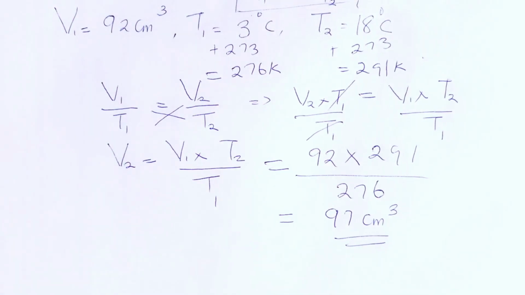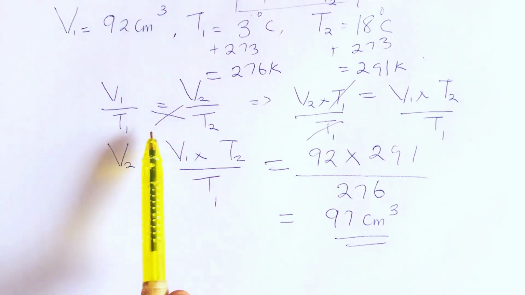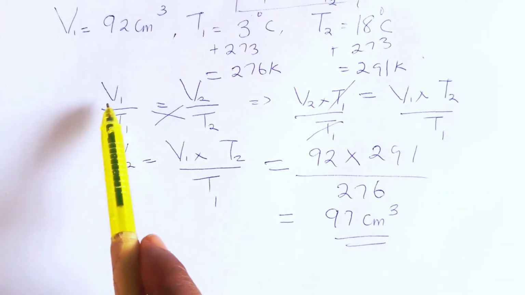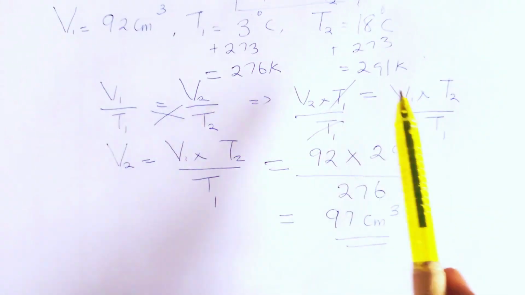Easy peasy. Just know that Charles law has to do with volume and temperature in Kelvin, and from this formula you can make whichever one you are looking for the subject. You can be asked to find the final temperature, the initial volume, any of them. You just have to apply mathematical knowledge to get the answer.